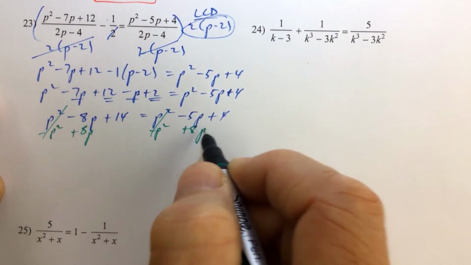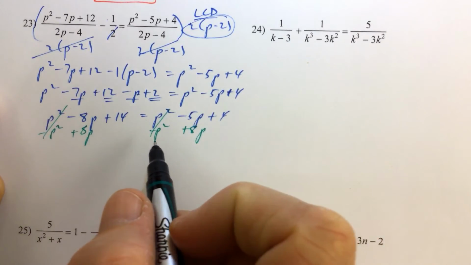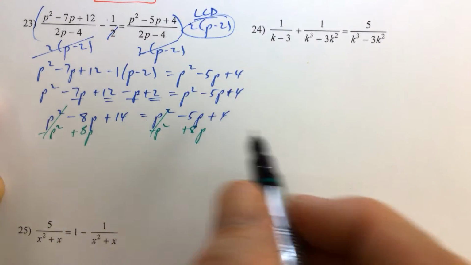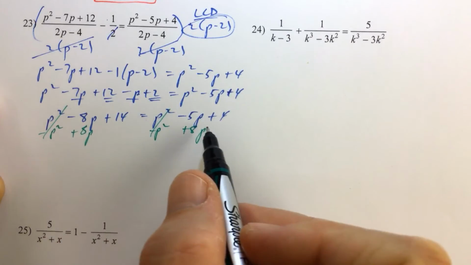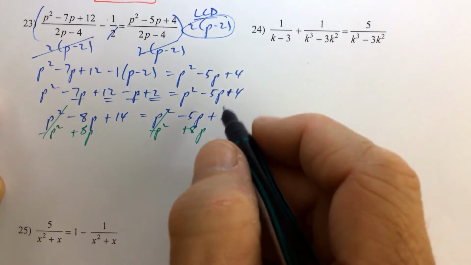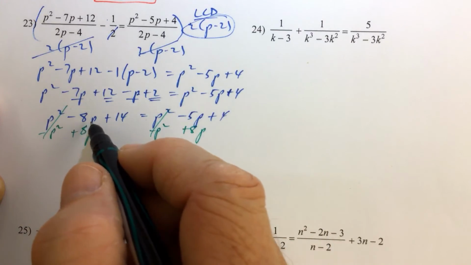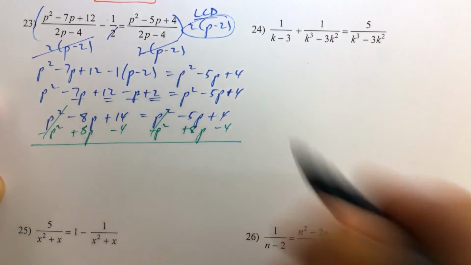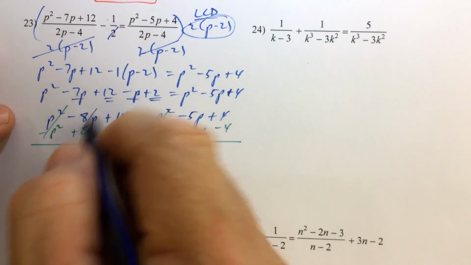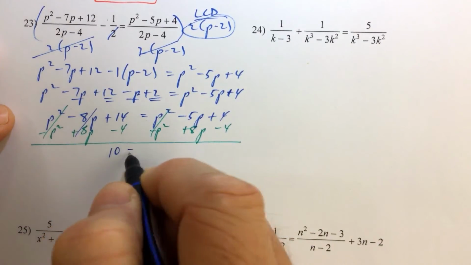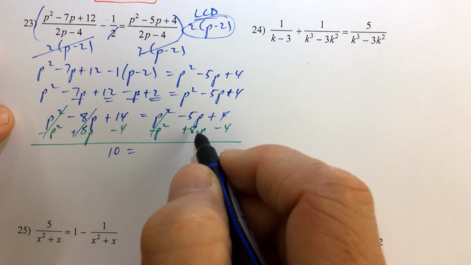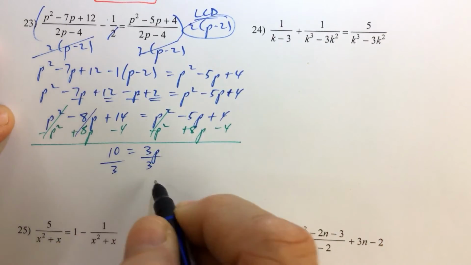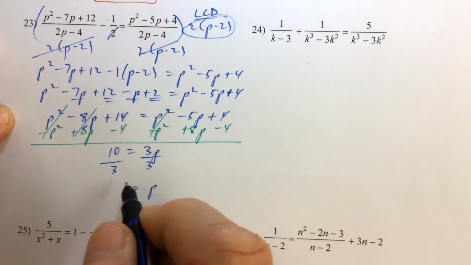Now we're just going to go ahead and separate the variables because we don't have a quadratic anymore. Separating the variables, separating the terms, meaning put the variables on one side and put the numbers on the other side. So we're going to add 8p to both sides, and then we're going to subtract 4 from both sides. What we end up getting is 14 minus 4 is 10, and negative 5p plus 8p is 3p. And when we divide both sides by 3, we get p is equal to 10/3.